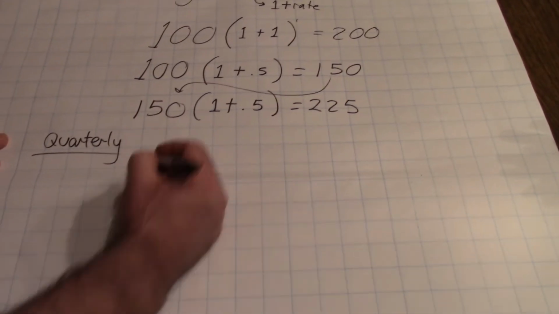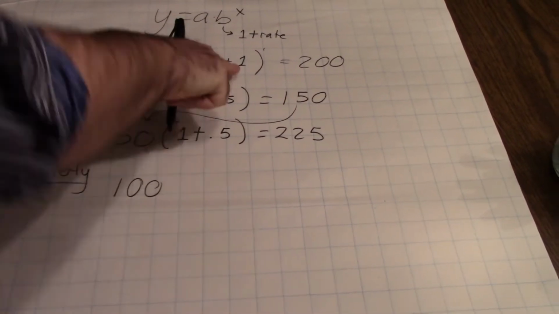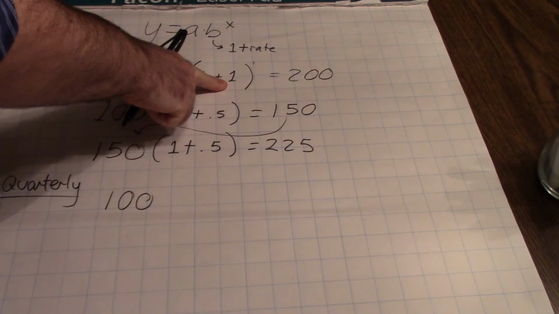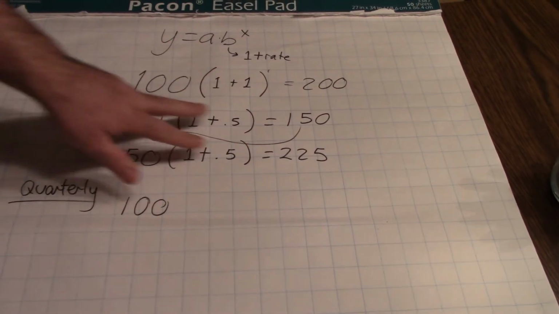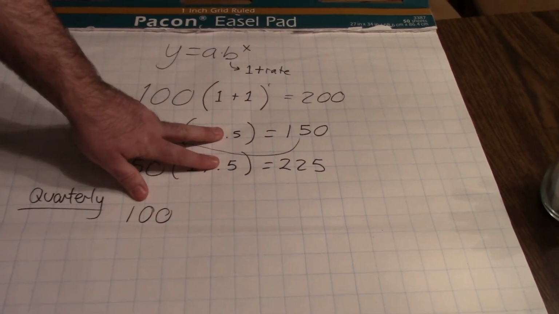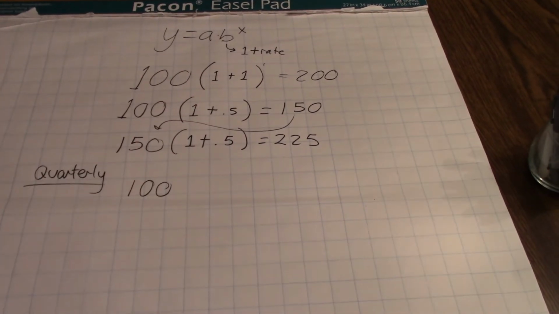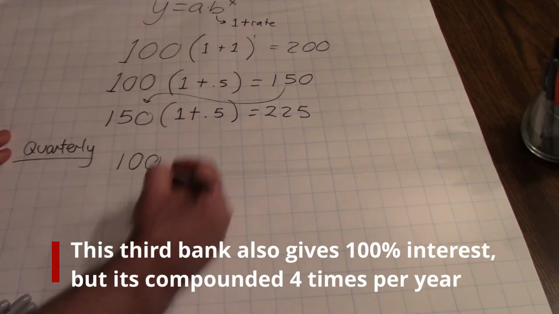And how much are they giving you 4 times a year? Well, we'll say the same interest rate, 100%. They gave it to me, split it up, 50% twice. So if I do it this year, it'll be 25% 4 times. Does that make sense? Yes.